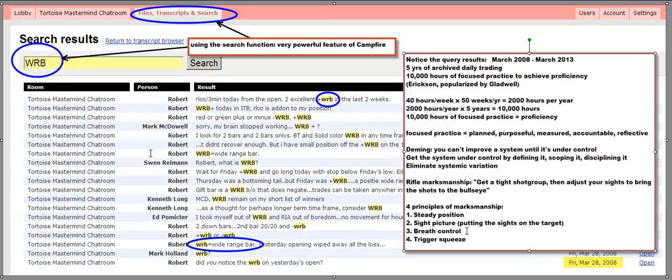And there's an equivalent exercise for you as a trader inside those 4 principles. And I'll give you the quiz tonight. Use your brainstorming to figure out how those principles translate into trading. What is a steady position? What is a good sight picture? What is breath control? Hint, stress management. Trigger squeeze: reliable, consistent entries, and willingness to pull the trigger.